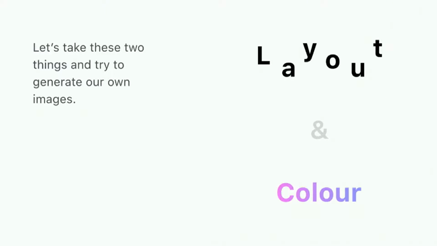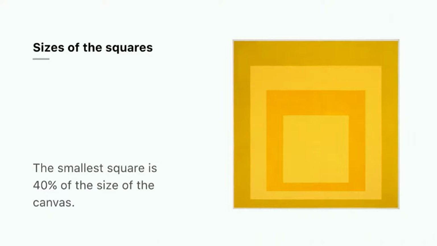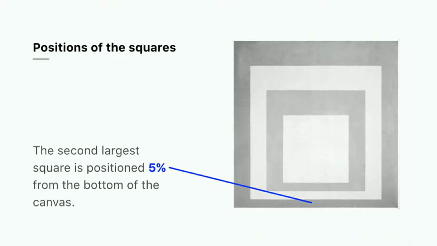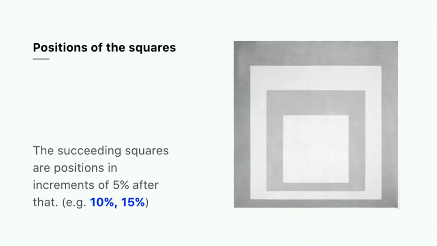So let's take these 2 things about composition and color and break them down into our own further principles to create our own images out of them. Let's start with something easy, the size of the squares. The first square that you see in the center here is around 40% the size of the canvas. And the following squares go up in increments by around 20% until they grow to the full size. The second largest square is around 5% from the bottom of the canvas, and the succeeding squares are moved up in increments of 5%.